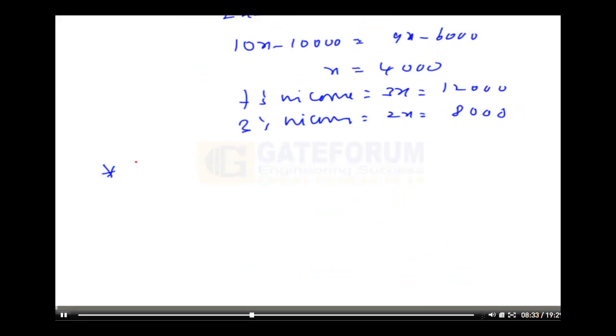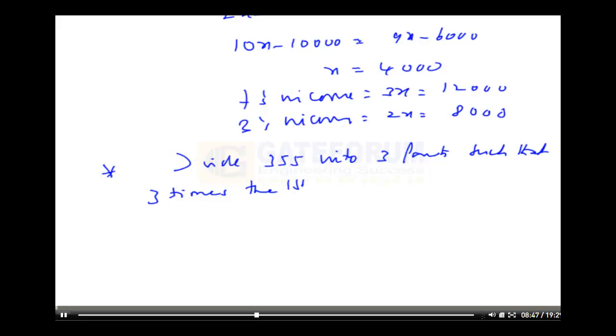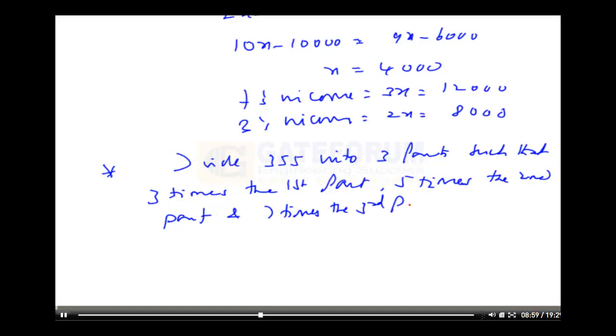One more. If I ask you to divide the number 355 into 3 parts such that 3 times the first part, 5 times the second part, and 7 times the third part may all be equal. So let us take the parts to be A, B, C.